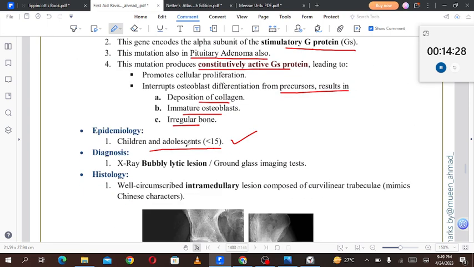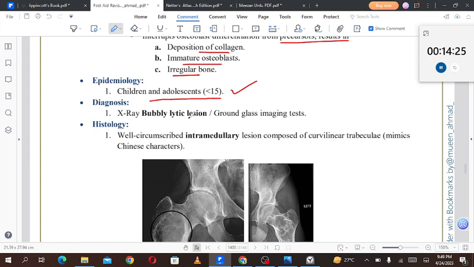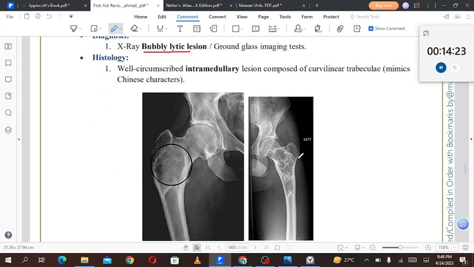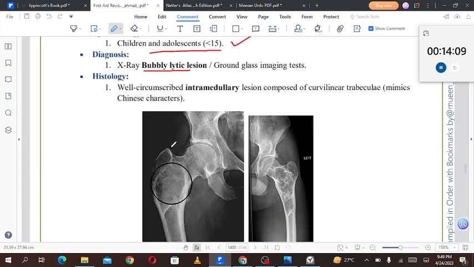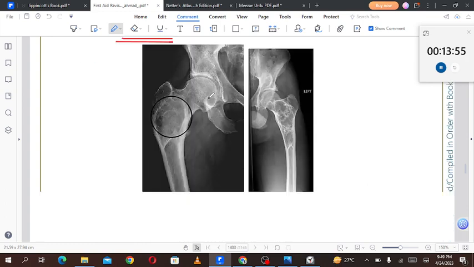of the bones. Diagnosis: X-ray will show bubbly lytic lesions. So what are the bubbly lytic lesions? Maybe there's a bubble over here and maybe over here, and a lot of bubbles can be seen in this picture. So these are called bubbly lytic lesions in the case of fibrous dysplasia. Histology: well circumscribed intramedullary regions which are composed of curvilinear trabeculae, and they mimic Chinese letters.